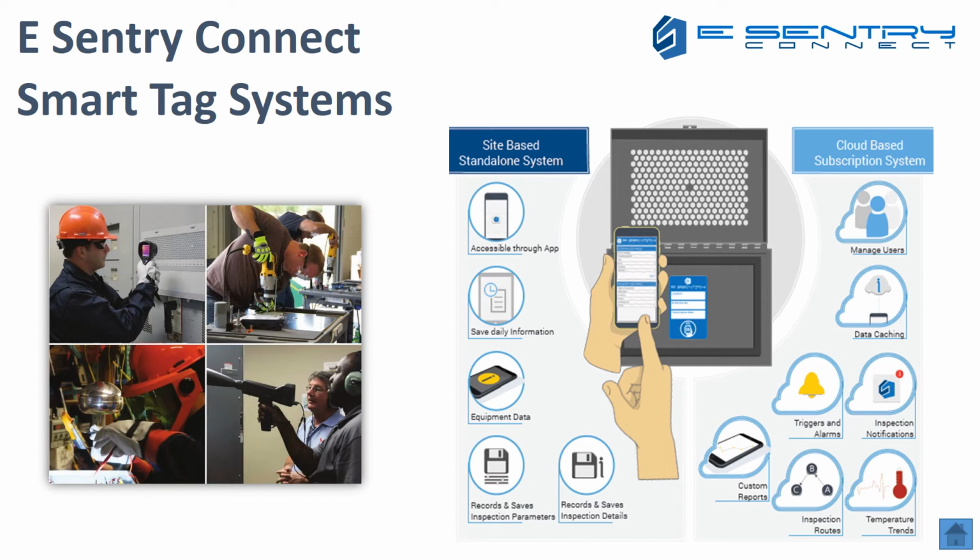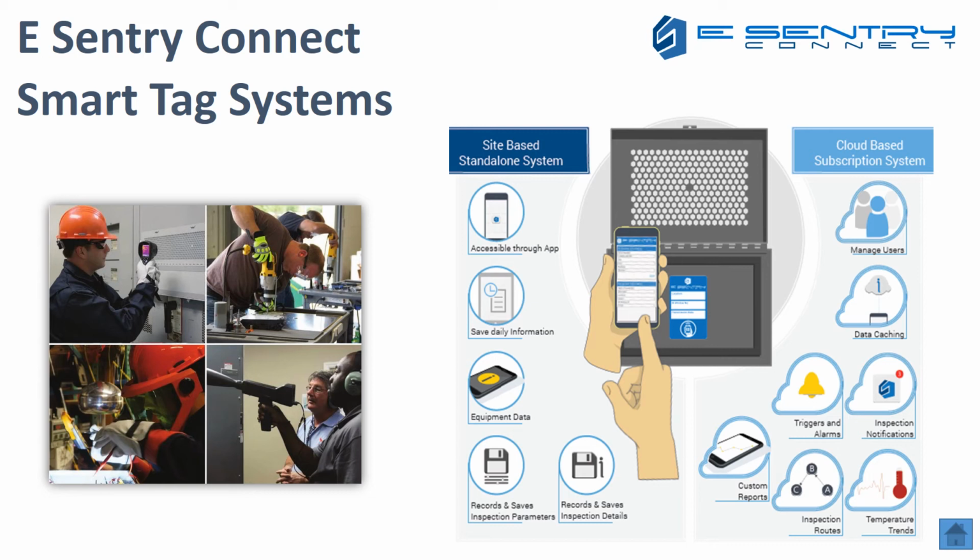Now you can have a free site-based standalone system, which you can basically look at the inspection information. You can save it to it, equipment data. There's a notes field. You know what the inspection parameters are in there, so the inspector can open that tag, look at everything they need to do with their camera, what they need to inspect, what transmission settings need to be done. So it's a really good tag.